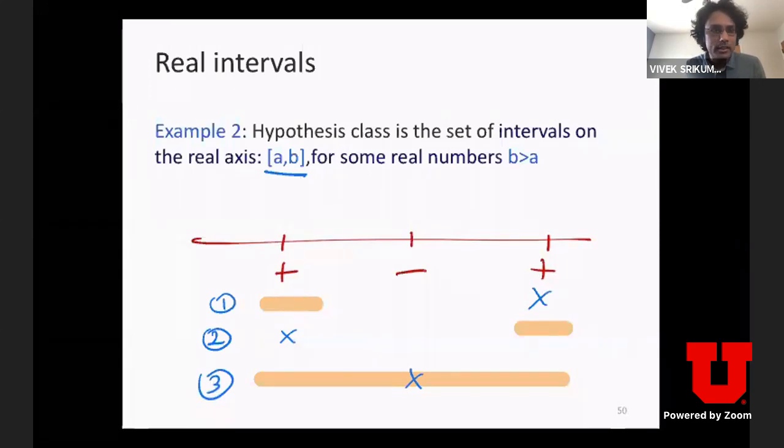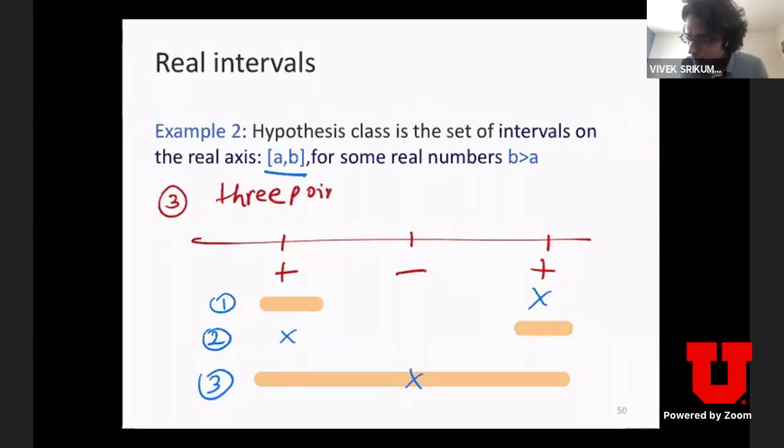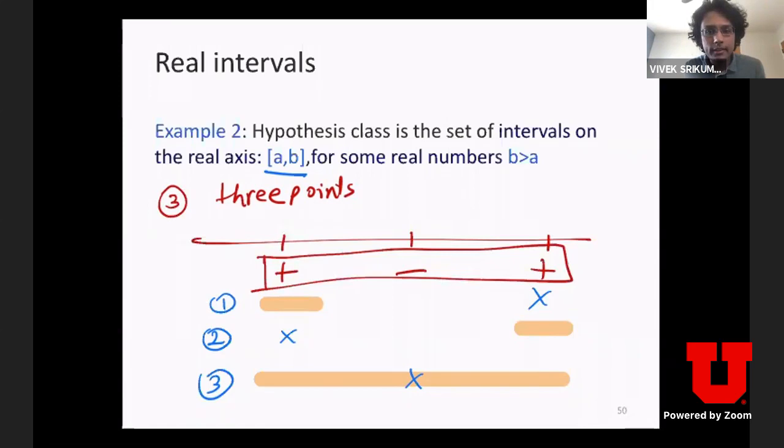So essentially, what this means is, if we consider 3 points, there exists one labeling, namely this particular labeling, that doesn't get correctly classified. Even if one labeling doesn't get correctly classified, we say the set is not shattered. The set of points is not shattered by the hypothesis class.